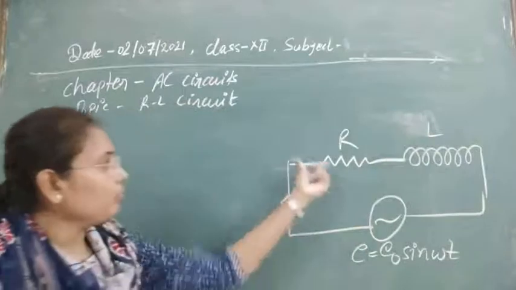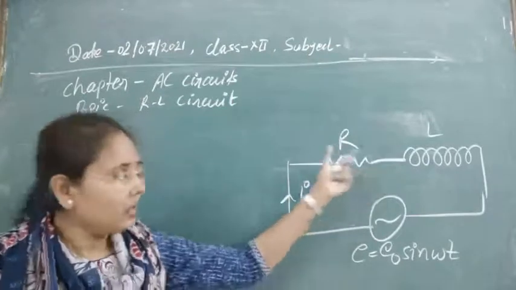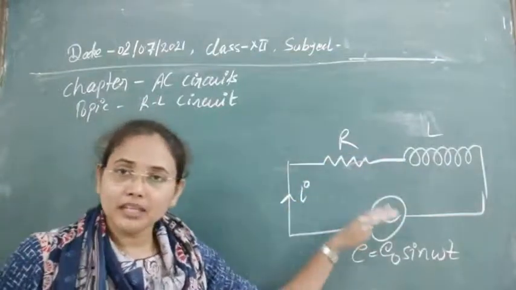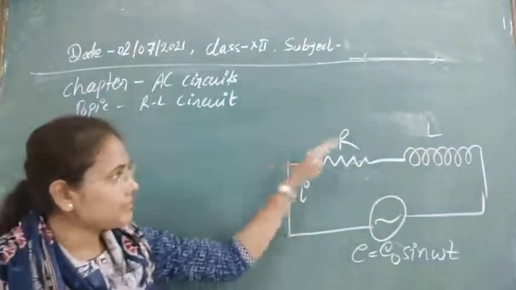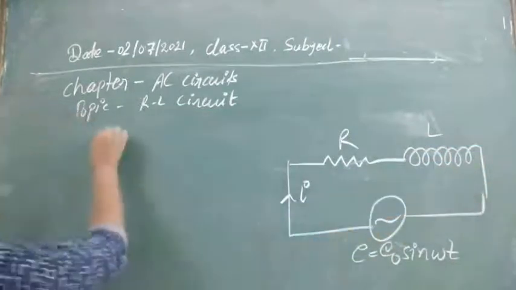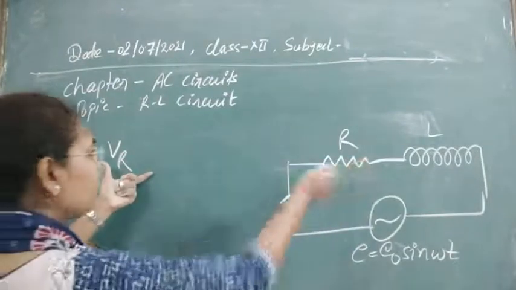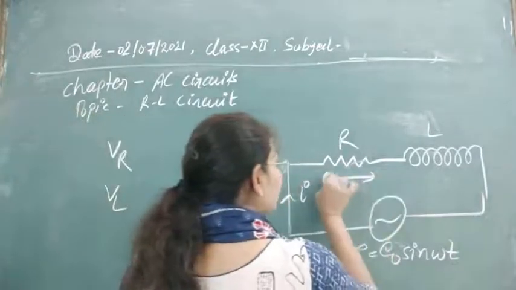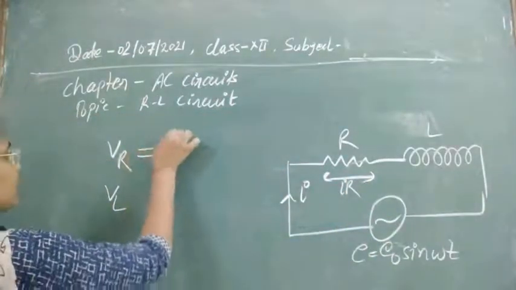Whenever current moves through the resistor, from Ohm's law we can calculate the potential drop. Also, whenever we join two components in series, the applied potential is distributed across both of them. Some of the potential is distributed to the resistor and some to the inductor. The potential across the resistor we denote by VR, and across the inductor by VL. From Ohm's law, VR is equal to IR.